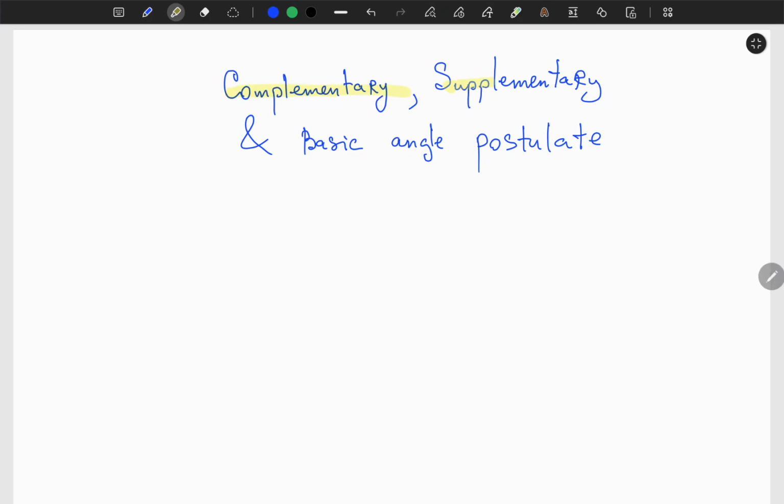Okay, let's get into a couple of things: complementary, supplementary. We're going to talk about the angles: complementary, supplementary, and the so-called basic postulate. In the last video, I talked about how a straight line is 180 degrees and perpendicular lines are 90 degrees. We got that.